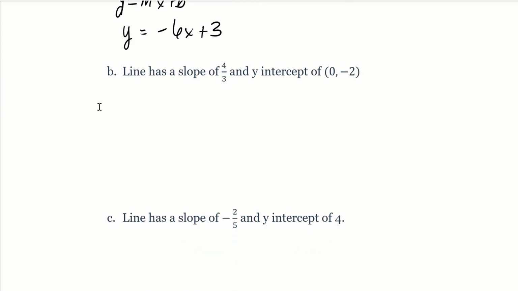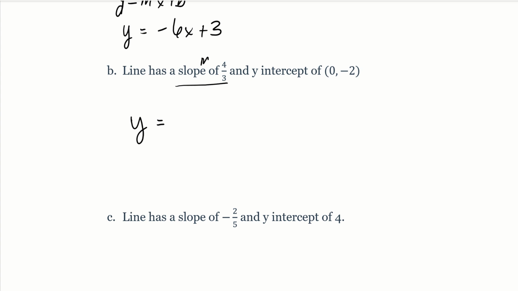Let's try the next one. So we have a slope of 4/3, so y equals, that's m, 4/3 x, and then this number here is b. The y-intercept is 0, -2, so -2.